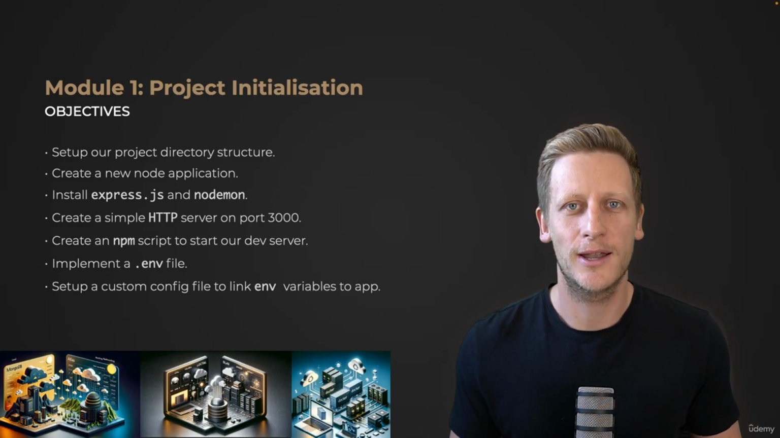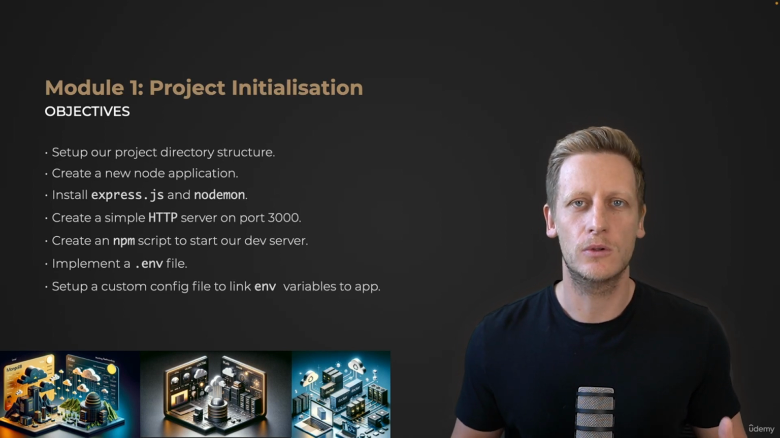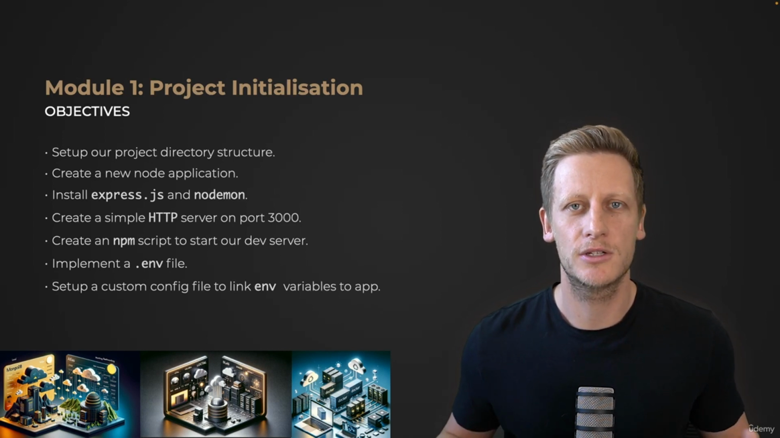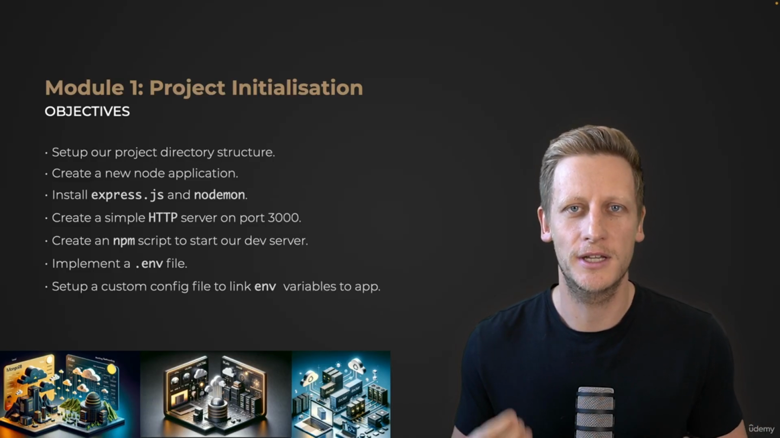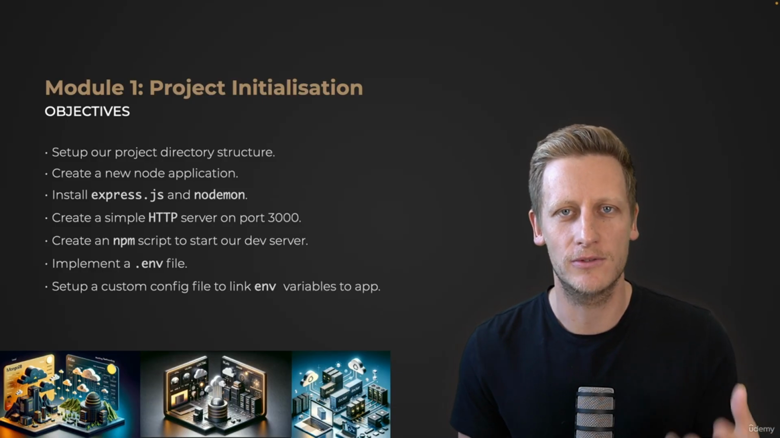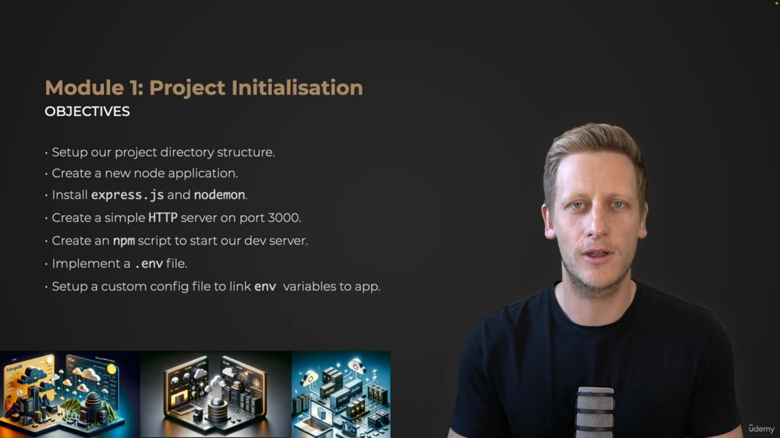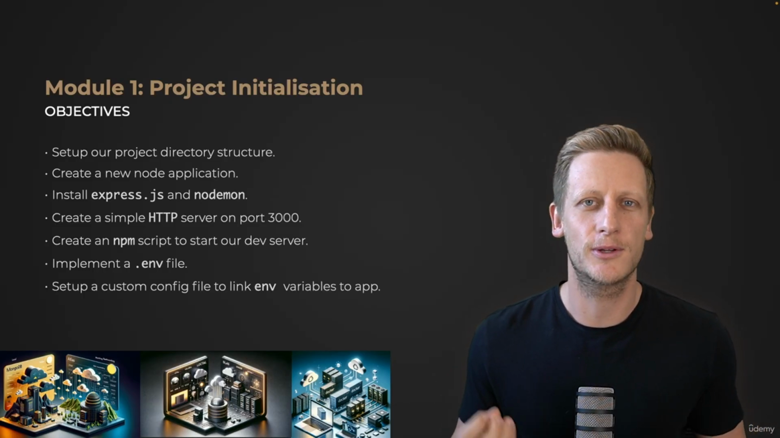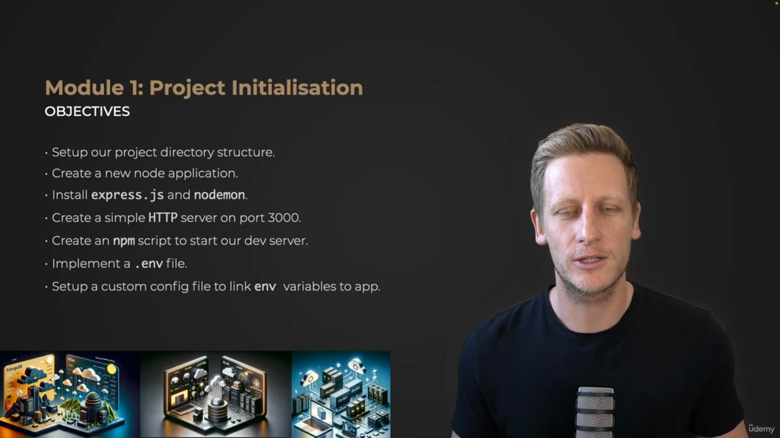Once we have that in place, we'll initialize a new node project, and then we'll install some basic npm packages that we need. Mainly this will be Express.js as well as Nodemon. In addition to installing some of those packages, we're going to set up a convenient npm start script for our development environment. And very lastly, we're going to set up a .env file to make sure that we have some environment variables that we can use throughout the build of our Express server.